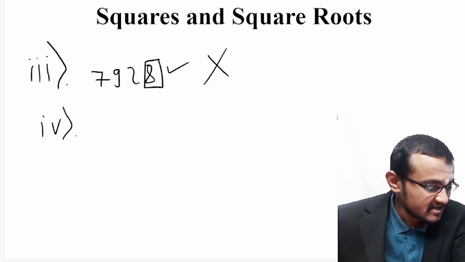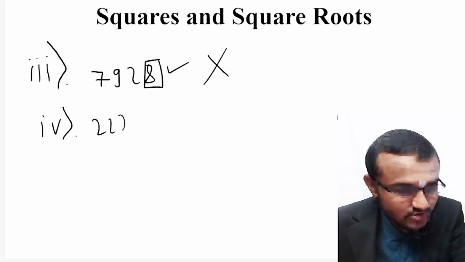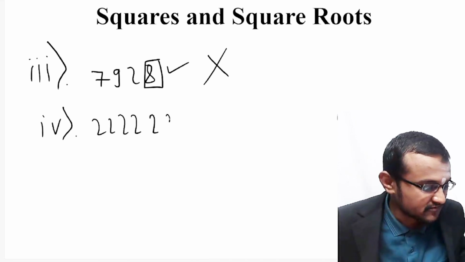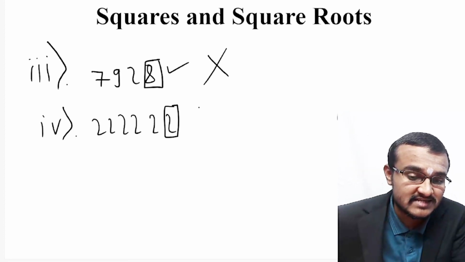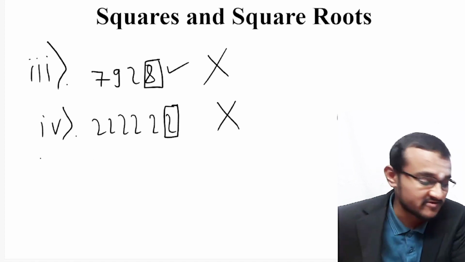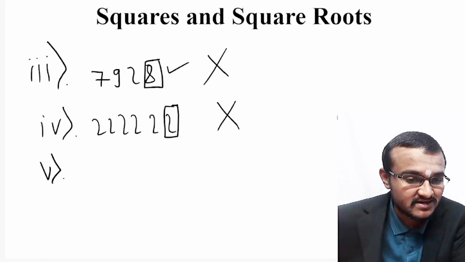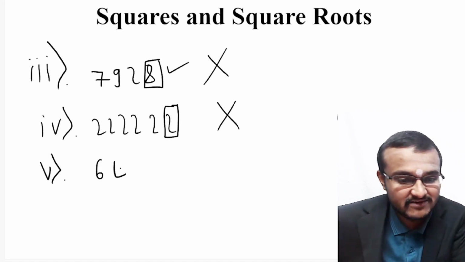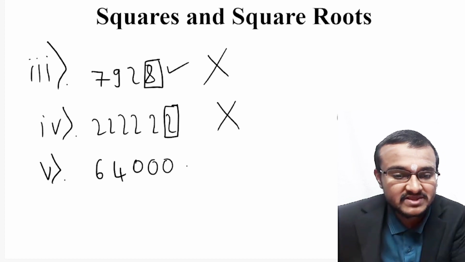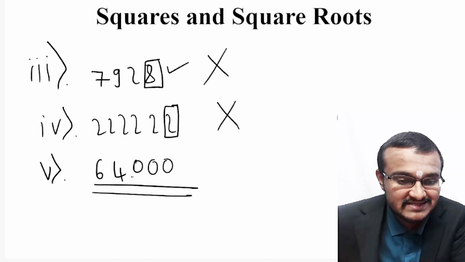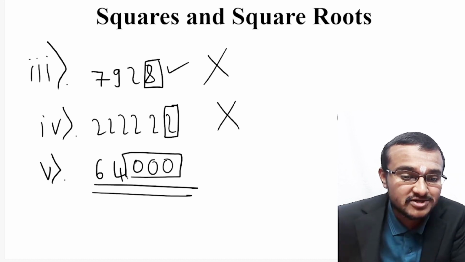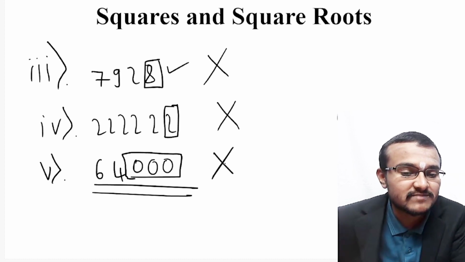In the fourth question, they have given 2, 2, 2, 2, so 4 times 2, 6 times 2 they have given. Here also you can see it is ending with 2. So this is also not a perfect square. Coming to the fifth question, so this is very important. They have given 64,000. This is also not a perfect square because this number is ending with odd zeros. So this is also not a perfect square.